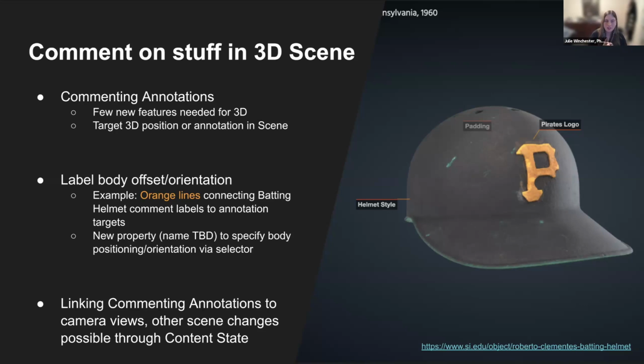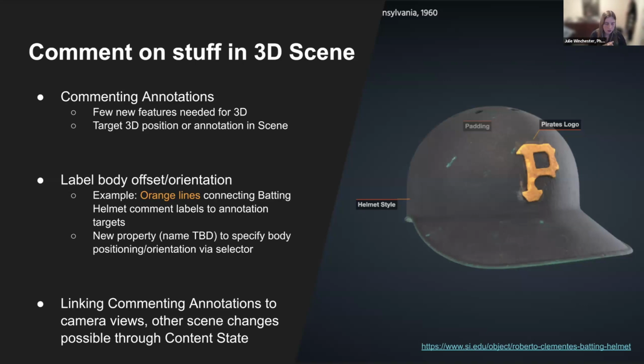What gets a little more complex is there's a strong need to control what's called label body offset or orientation. So think about if you put two commenting annotations very close to each other in a 3D scene, and they both have labels, you don't want the labels to overlap. You don't want one label to obscure the other label. And so it's very useful to be able to control how far off those labels offset from the point. So in the pictured example, those are the orange lines. You can see the orange line going from the Pirates logo label to the actual point on the model that it is trying to annotate.